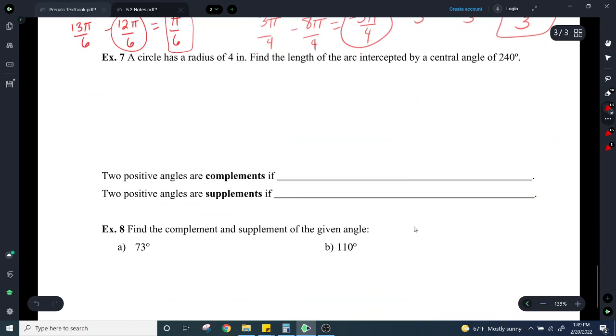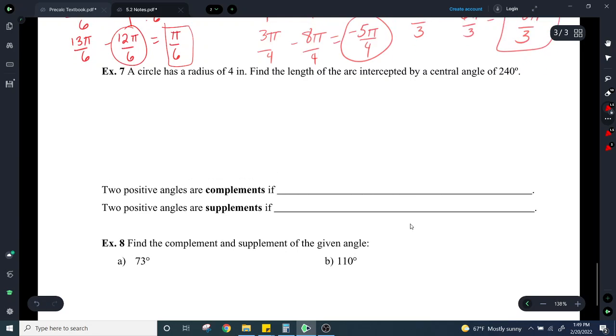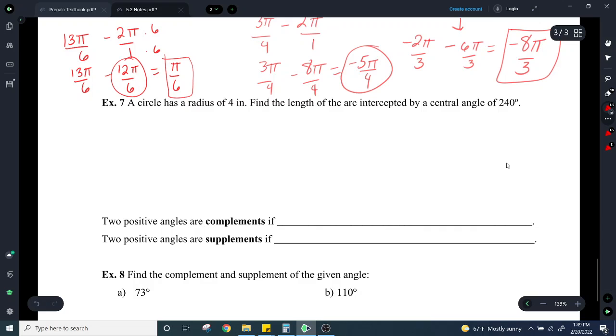Okay, a circle has a radius of 4. It says find the length of the arc intercepted by a central angle of 240. So remember our formula, S equals r theta. S is the arc length, r is the radius, theta is the angle. But here's the trick, theta must be in radians. Remember that, theta must be in radians when you're talking about arc length.